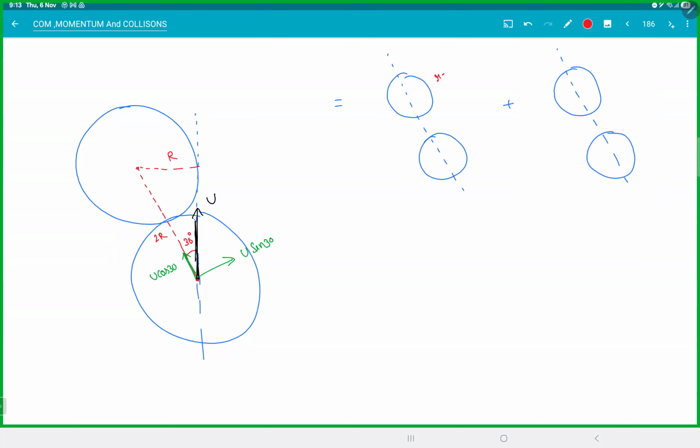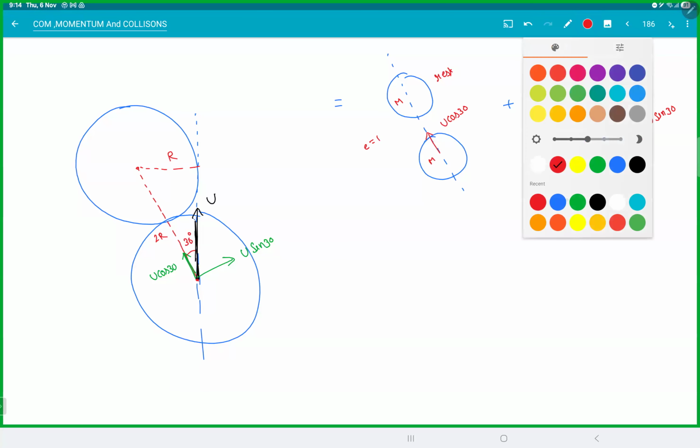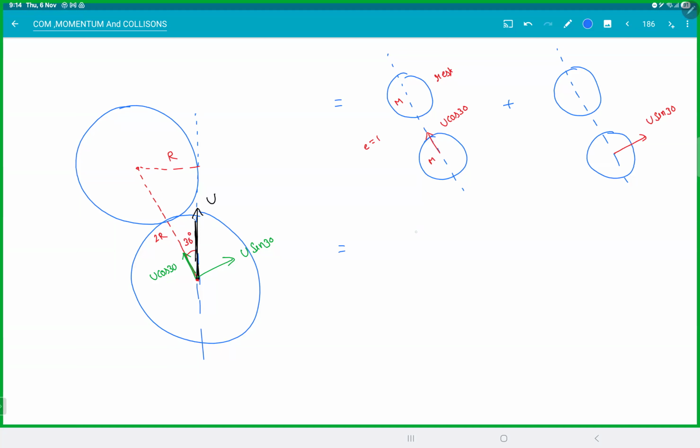This was at rest. And you're going this way with u cos 30. E is equal to 1, mass is same. Here, this is u sine 30. And we know if two balls of same mass, they exchange velocities. So after collision, this guy will start going with u cos 30. This guy will come to rest in the head-on collision.